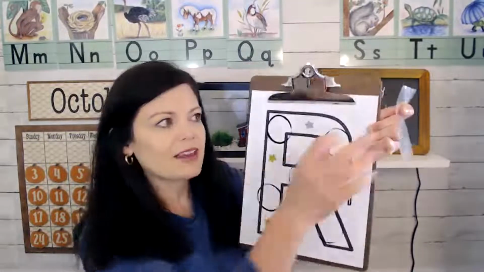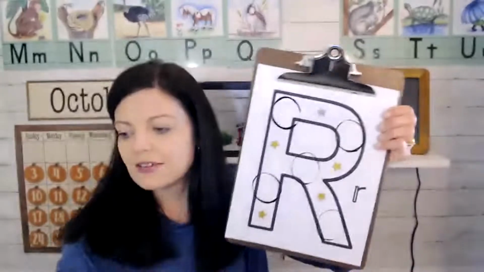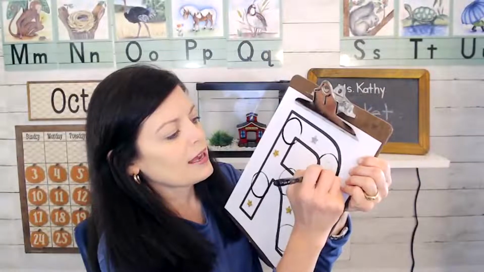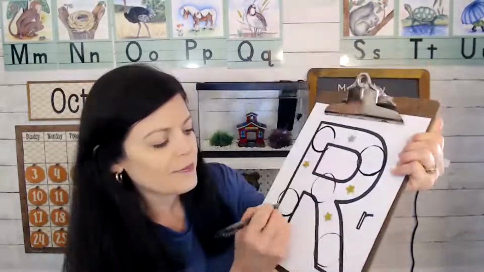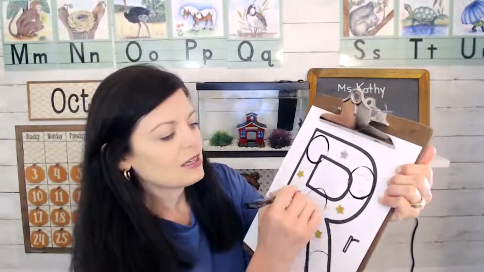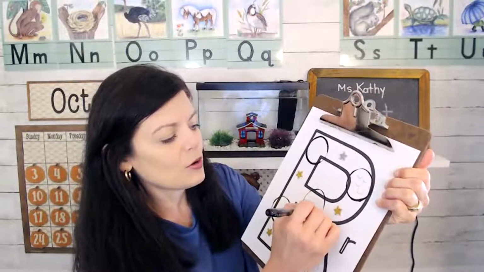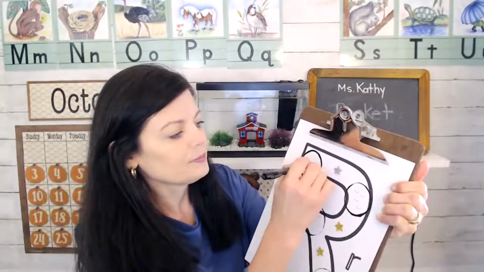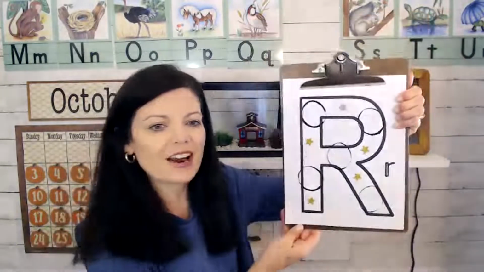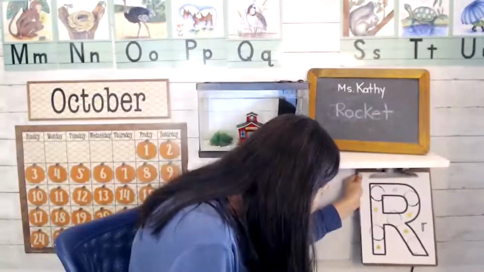So there you have it. And if you want to, you could even take a pen or crayon and just make some little marks like that so that it really looks like the moon with craters. Those little indents in the moon are called craters. So there you have it. That's how we decorated our letter R today.